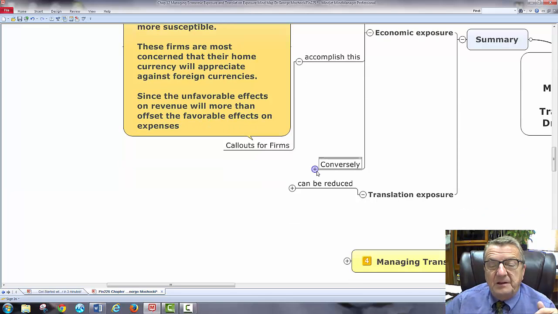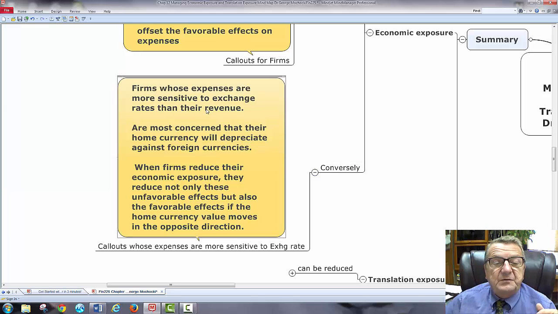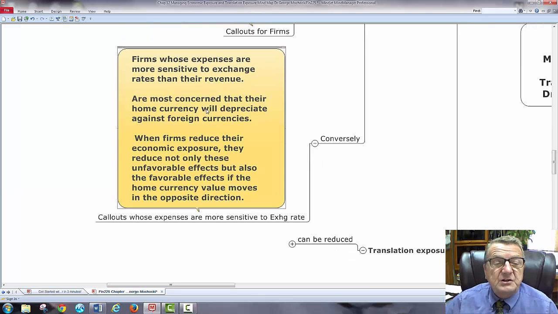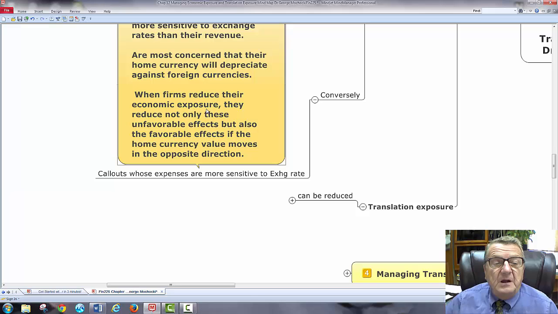Now, conversely, firms whose expenses are more sensitive to exchange rates than their revenue are most concerned that their home currency will depreciate against the foreign currency. When firms reduce their economic exposure, they eliminate not only these unfavorable effects, but also the favorable effects of the home currency moving in the opposite direction.